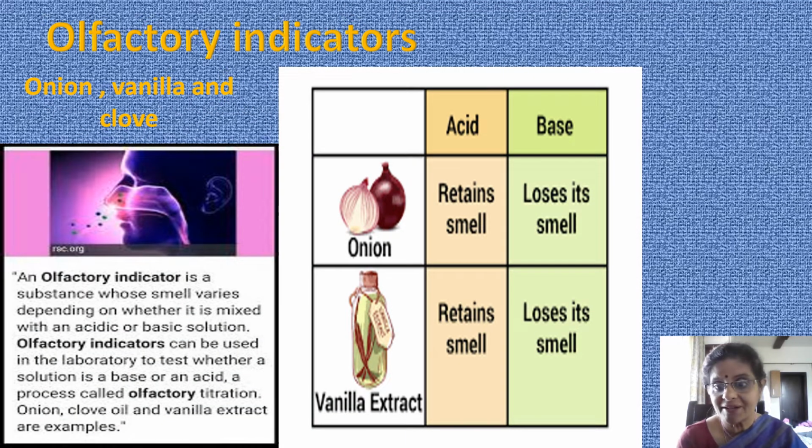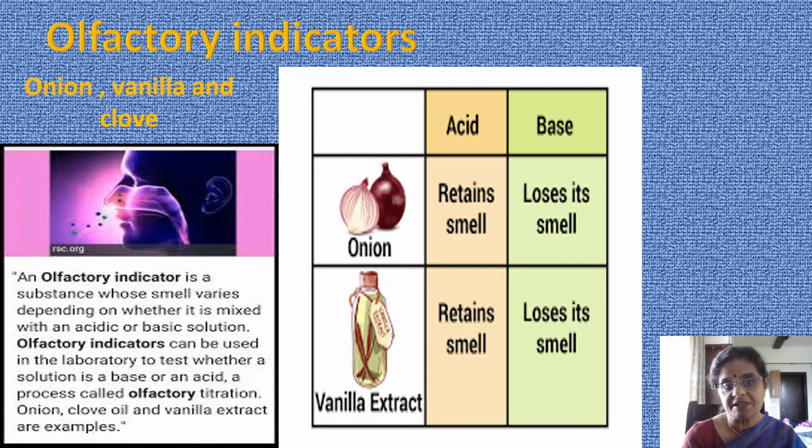Here you have another interesting experiment, dear children. This experiment is to test the samples with olfactory indicators. Now, what are olfactory indicators? Olfactory is related to your smell. So, I have given you here 3 examples of olfactory indicators. They are onion, vanilla, and clove oil. So, olfactory indicators are substances which change their odor or smell when added to acidic or basic solution.